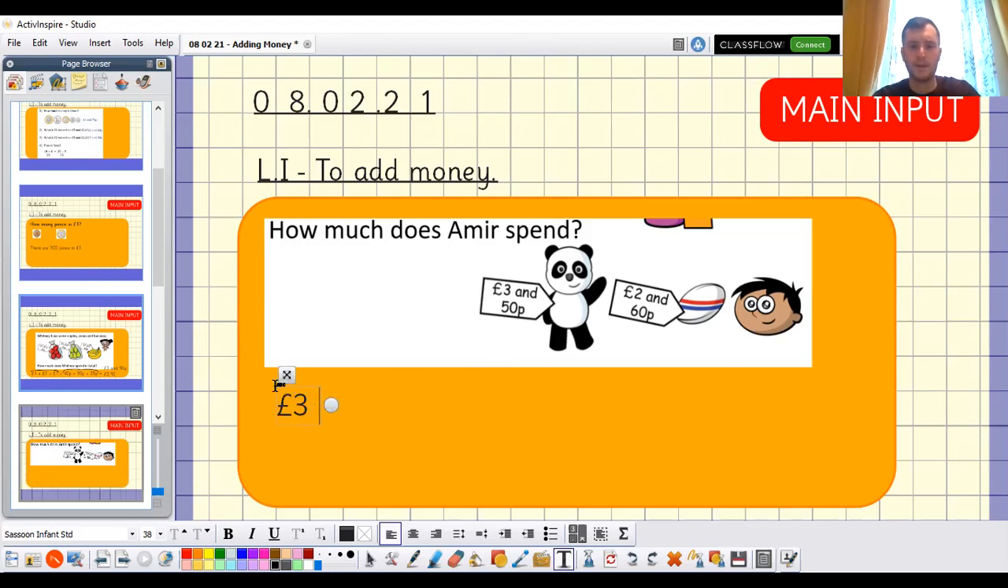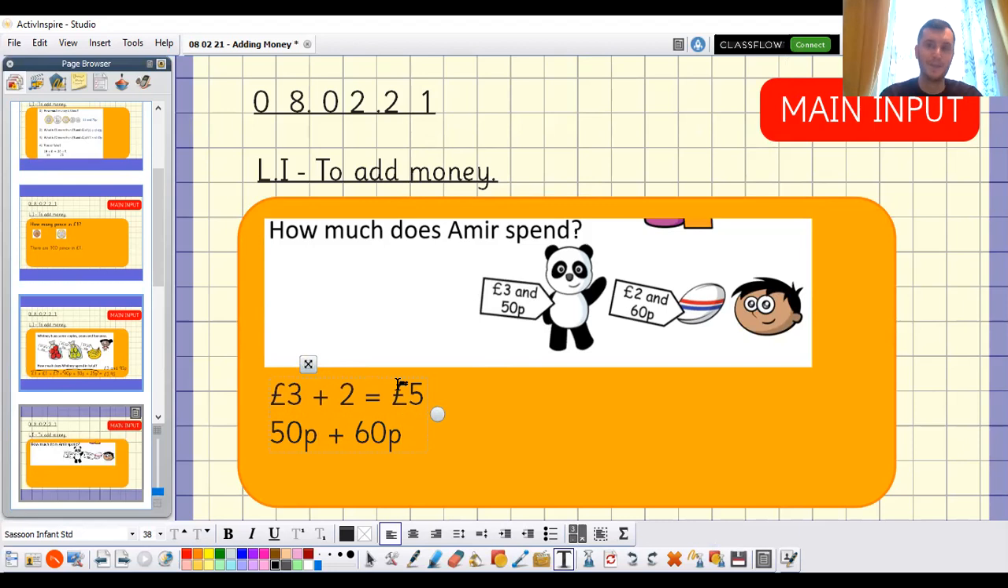So we have £3 plus £2, which I know is equal to £5. I've shown that this time as a separate calculation. 50 pence plus 60 pence. Oh, I know 50 plus 50 is equal to 110.